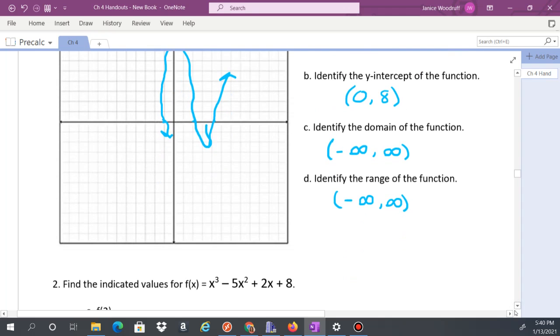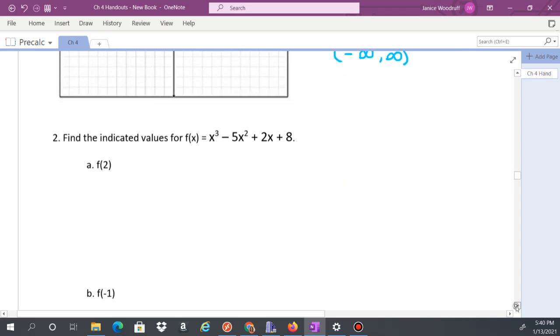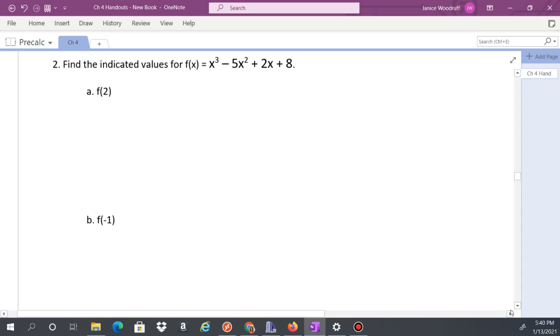All right, so then let's say we want to find the indicated values. Okay, so we found the x-intercepts. Now we want to plug values in that were from our x-intercepts, 2, -1, and 4, and see what we get coming out of the graph or the equation here for those values. So if I plugged a 2 into this equation, I would have 2 cubed minus 5 times 2 squared plus 2 times 2 plus 8.